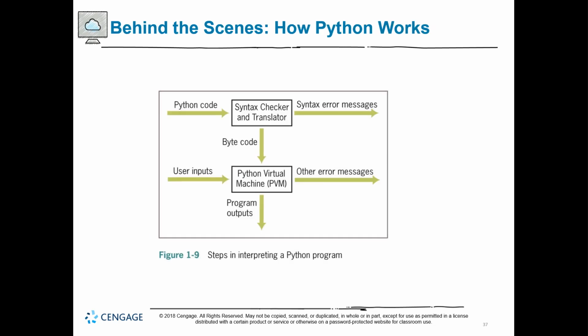So behind the scenes, again, we have our Python code checking if there are no errors. It will be sent to the translator. It will be sent through our bytecode to our Python virtual machine. Our Python virtual machine will take user input, verify, and it will provide our output if necessary. If there's an error message, it will display the error message instead.